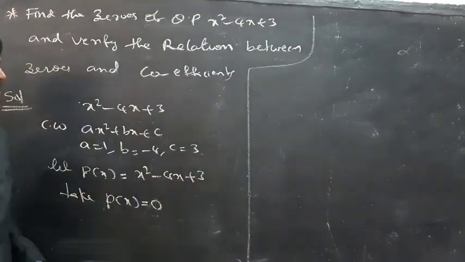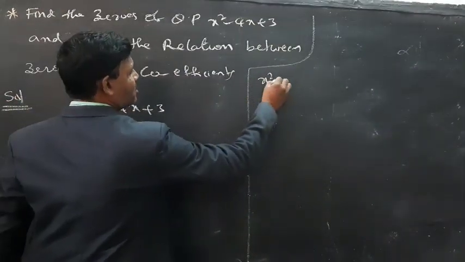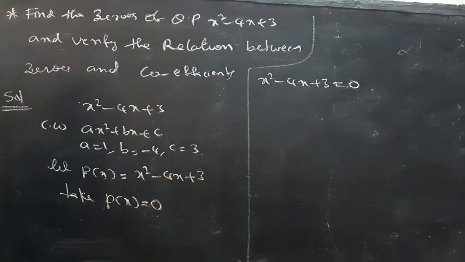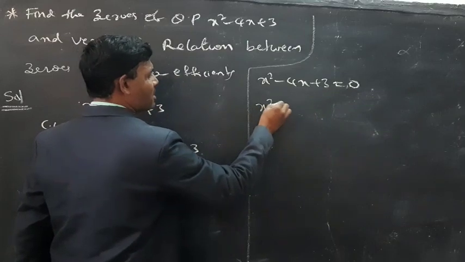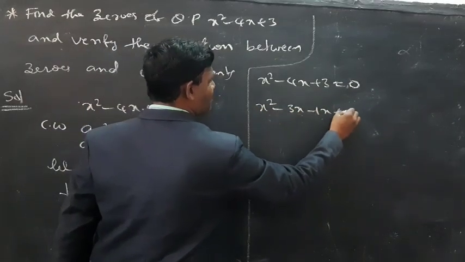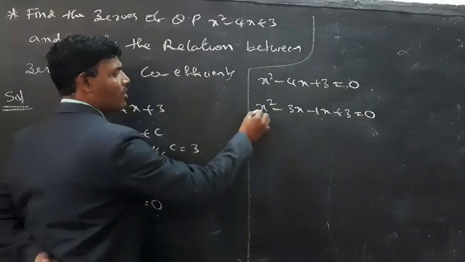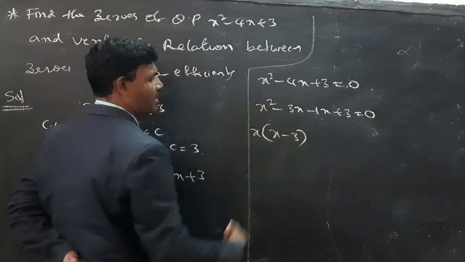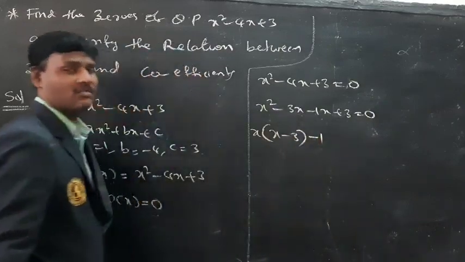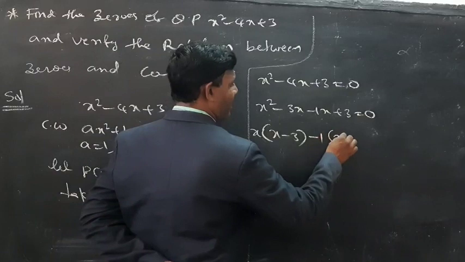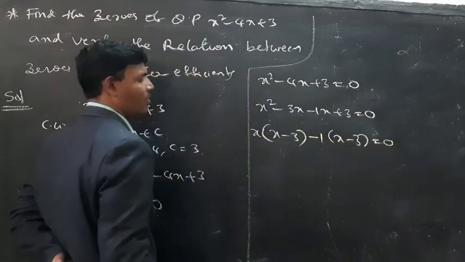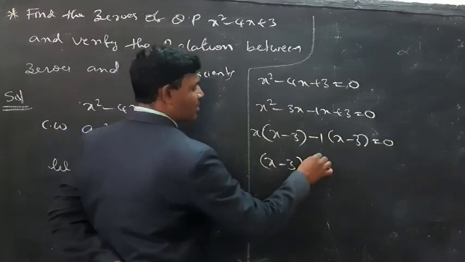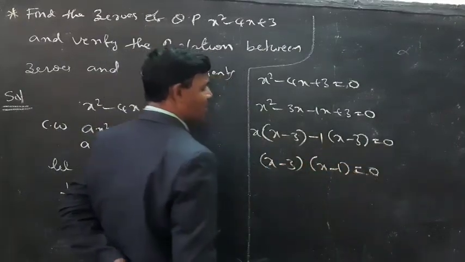Take p of x equal to 0. It means x square minus 4x plus 3 is equal to 0. By factorization, x square minus 3x minus 1x plus 3 is equal to 0. From this, I am taking x as common. So what is remaining? x minus 3. Here I am taking minus 1 as common. What is remaining here? x minus 3 is equal to 0. Once again, x minus 3 I am taking as common, so remaining x minus 1 is equal to 0.